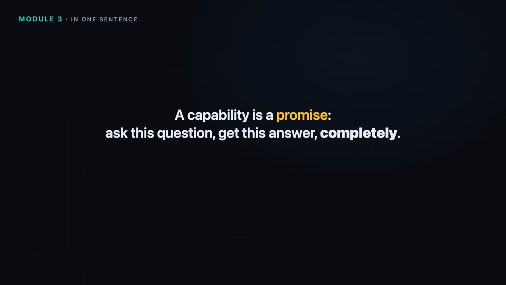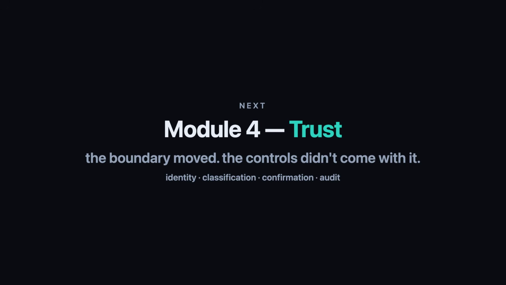Ask this question, get this answer completely. Next module, the part everyone skips until it bites. Trust. The boundary moved, the controls didn't come with it, and we'll rebuild them on the new surface. Identity, classification, confirmation, audit.